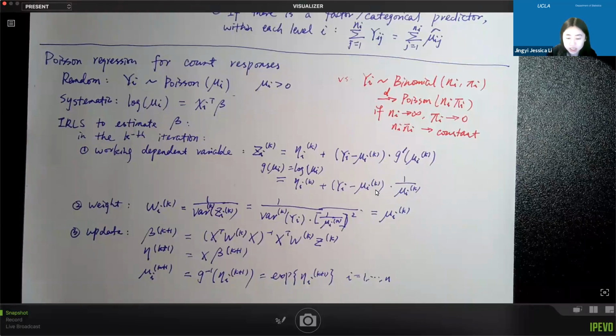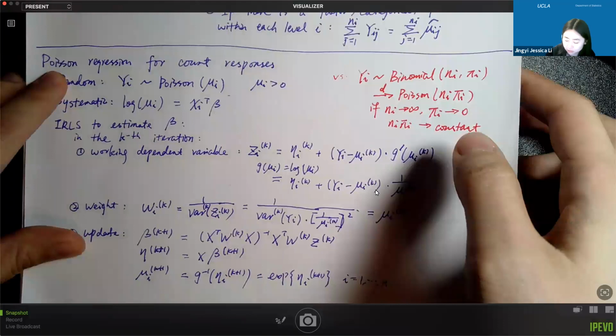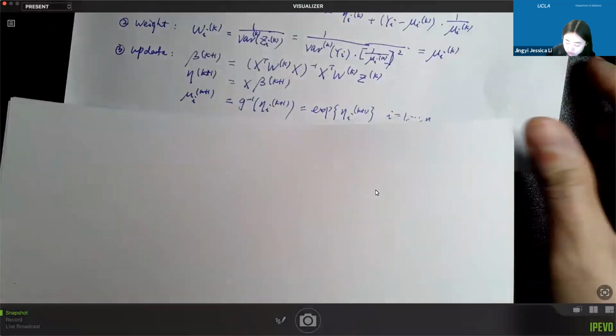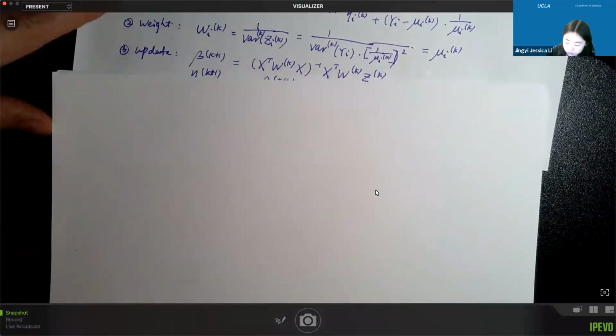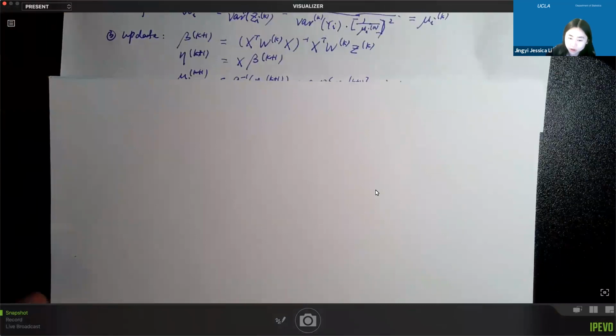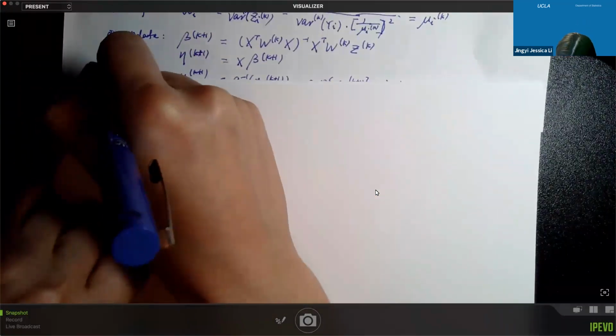Okay, so this is the Poisson regression for count responses. For Poisson, we also can have group data, same as our logistic regression. The group data just happens whenever we have observations that share the same covariate. So now let's look at group data.